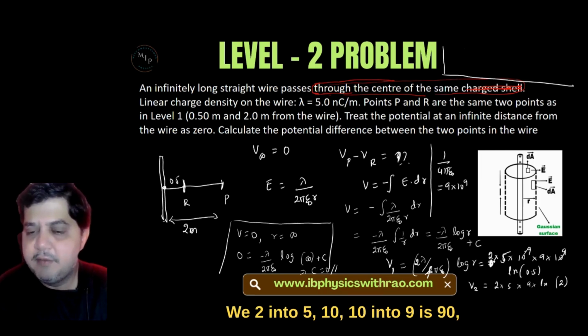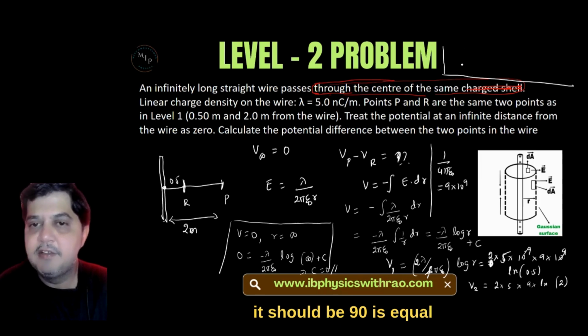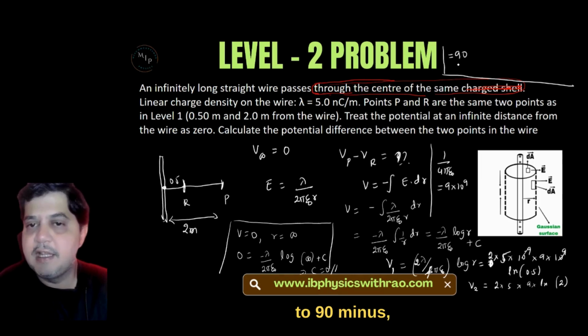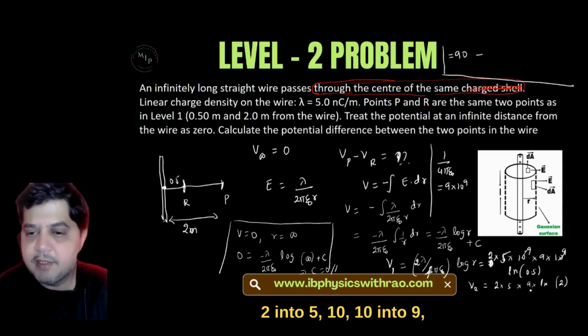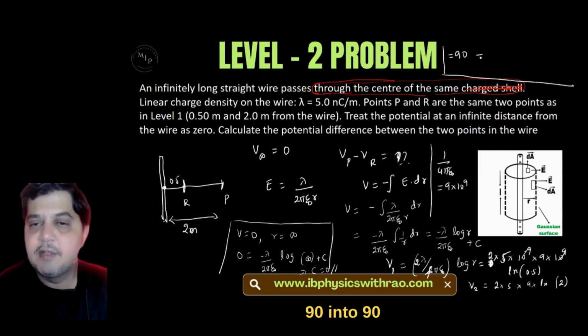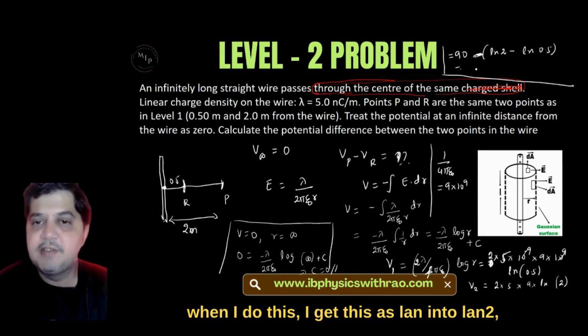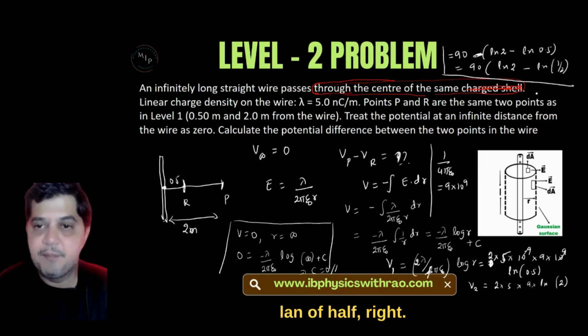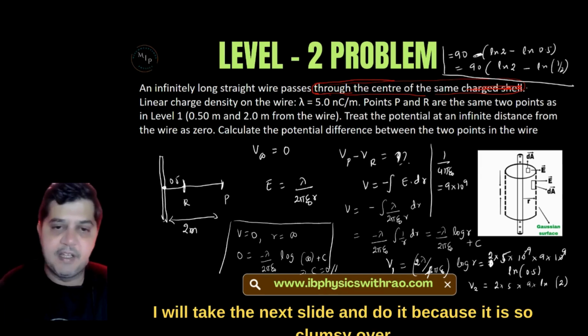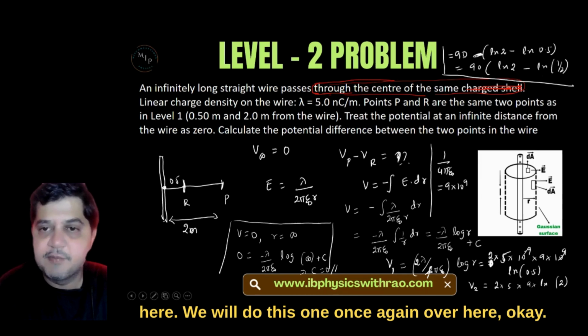So what do we have here? We have 2 into 5, 10, 10 into 9 is 90. This should be 90 minus, and what do I have here? 2 into 5, 10, 10 into 9, 90, and this is also 90, but here you have ln 2 and here it will be ln 0.5. So 90 into ln 2 minus ln of 0.5. When I do this, I get ln 2 minus, what is ln of 0.5? Ln of half. I think I'll take the next slide and do it because it's so clumsy over here. We'll do this once again.